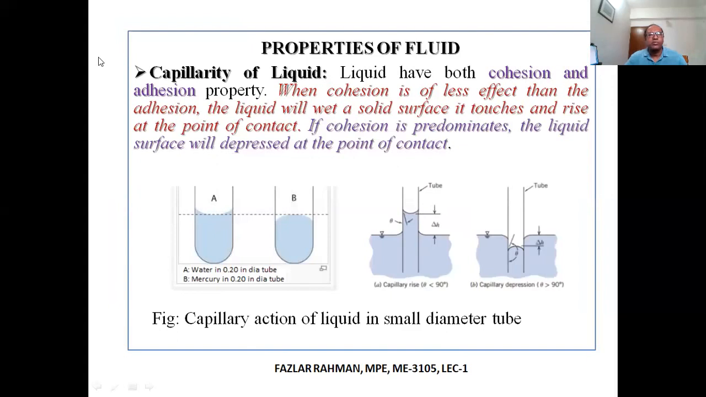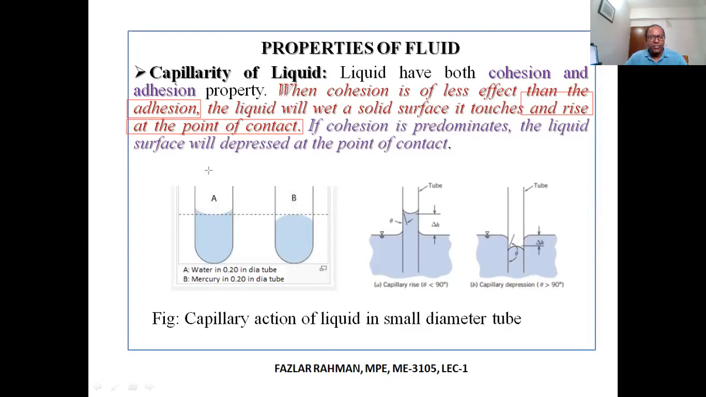The other property is the capillarity of the liquid. Liquids have both cohesion and adhesion properties. When cohesion has less effect than adhesion, then what will happen? That means adhesion is dominant. If a liquid has more adhesion property, then it will wet a solid surface. Whatever it touches, it will try to stick to that wall and rise at the point of contact.